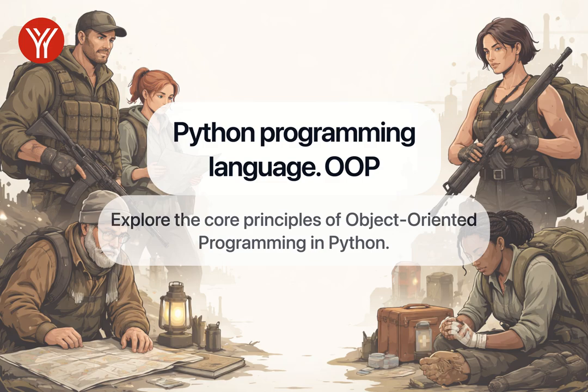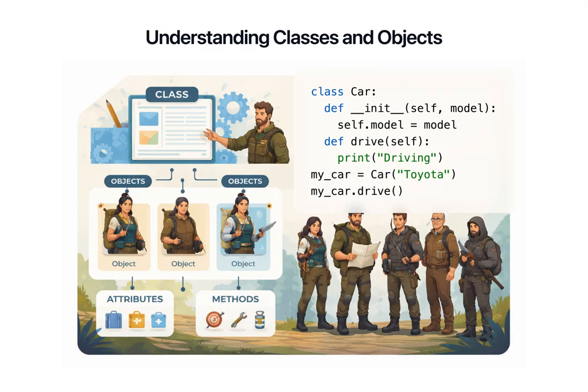Python Programming Language, OOP. Explore the core principles of object-oriented programming in Python. Classes serve as blueprints for creating objects, representing real-world entities. Objects are instances of these classes, with attributes storing their state and methods enabling actions.